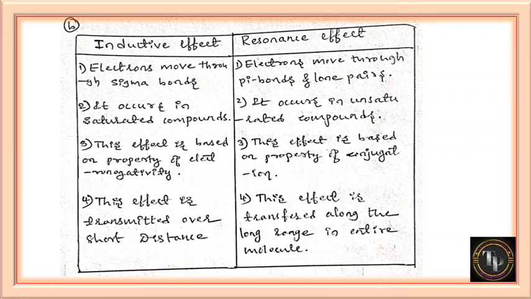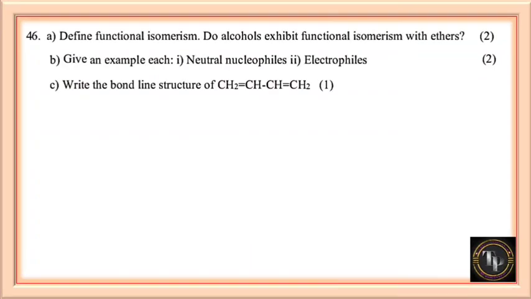Inductive effect is transmitted over short distance, only up to 2 to 3 bonds, but resonance effect is transmitted along the long range in the entire molecule. So this is regarding the difference between inductive and resonance. If you want to study the difference between inductive and electromeric, inductive and mesomeric, already I have given a video. The video is already there in this channel. If you want to see that, the link is given in the description. Please go through that.